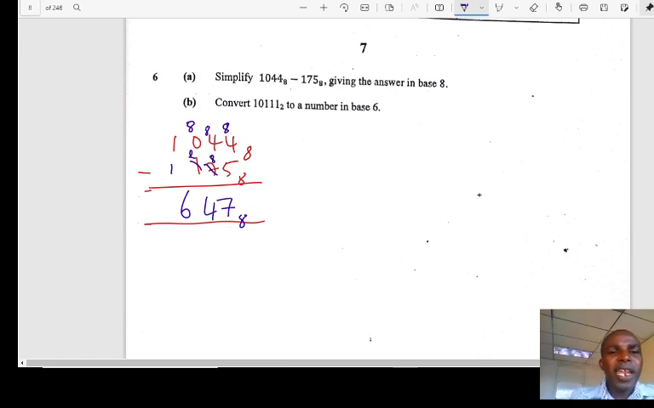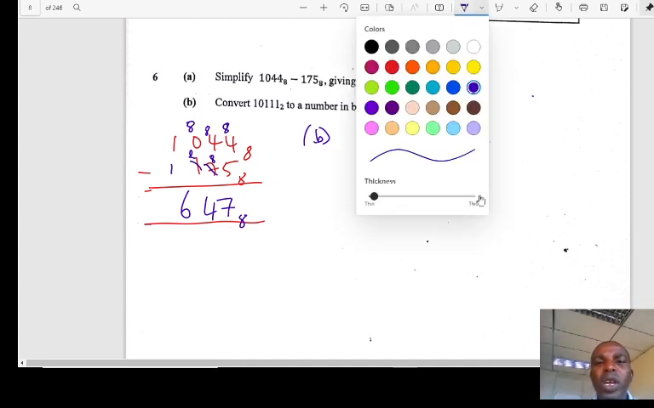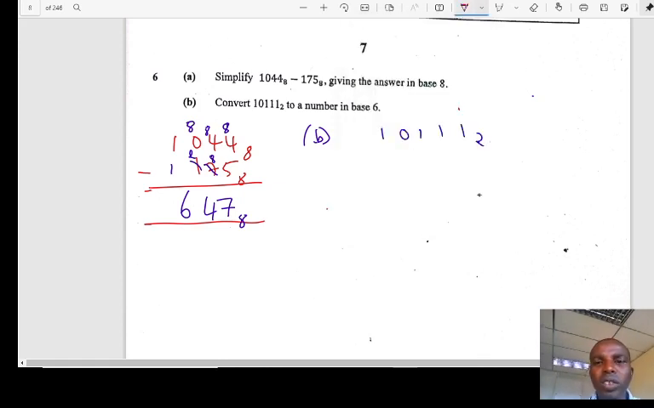Done. Next, part B. Convert that number to a number in base 6. So first thing, you have to convert that number to base 10 first, then from base 10 to base 6. So how can you convert to base 10? You express in powers of its own base. So you say 10111 base 2. The first one will be 2 to the power 0, then 2 to the power 1, 2 to the power 2, 2 to the power 3, 2 to the power 4.